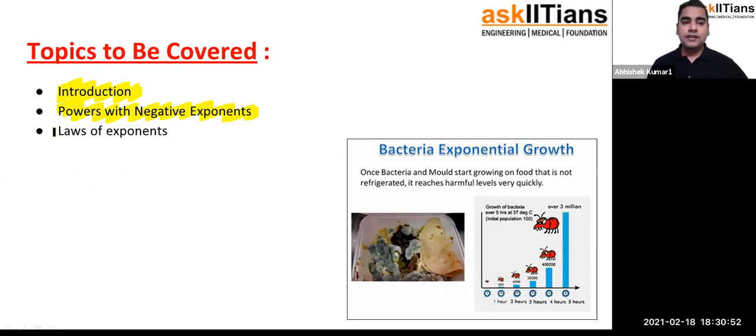Apart from that, the third one is laws of exponents. It's super important. This topic, laws of exponents, is very, very important, I would say. Make sure that you understand it better. And we will be doing a good number of problems from this topic, to understand the application of the rules or the laws that we are going to study in today's session. All right.